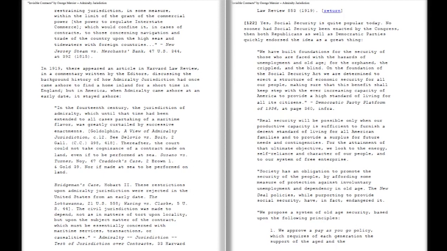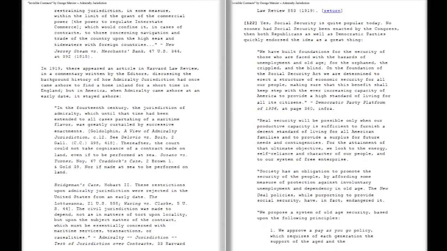Godolphin, A View of Admiralty Jurisdiction, c. 12. De Lovio vs. Boyd, 2 Gall. C.C., 398, 418. Thereafter, the court could not take cognizance of a contract made on land, even if to be performed at sea. Susino vs. Turner, Noy, 67; Craddock's case, 2 Brownell and Gold 39. Nor if made at sea to be performed on land. Bridgman's case, Hobart 2. These restrictions upon Admiralty jurisdiction were rejected in the United States from an early date.